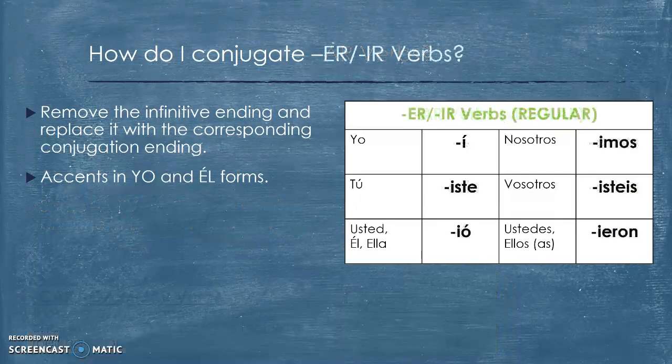Okay. So we don't have spelling changes with ER and IR verbs. Any regular verb is a regular verb. These also have accents in the yo form and the él form. And so these common endings are í, iste, ió, imos, isteis, ieron. And that's for all ER, IR regular verbs.